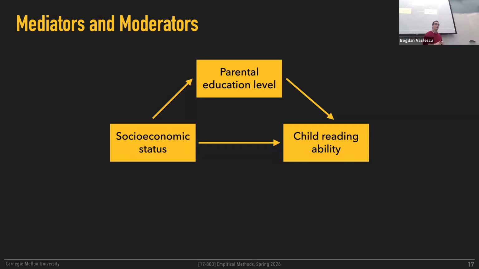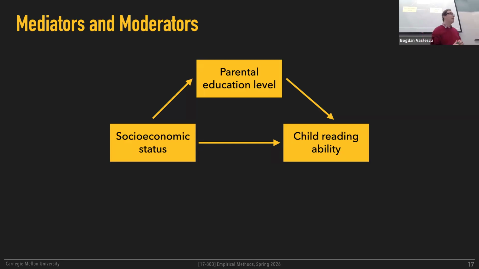So let's say socioeconomic status of the family or something like this causes reading ability differences in children, right? So, children in families with higher socioeconomic status can read better, because, I don't know, they have more books at home or something like that.